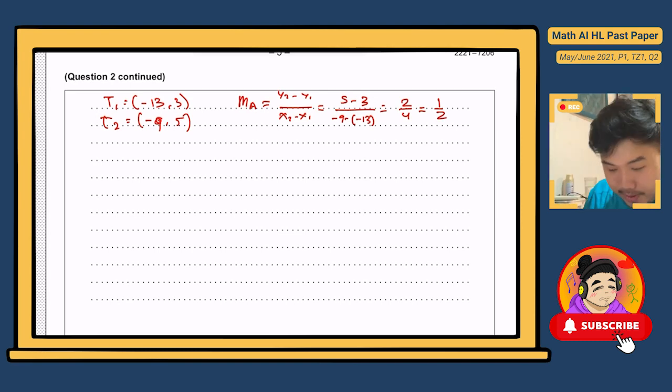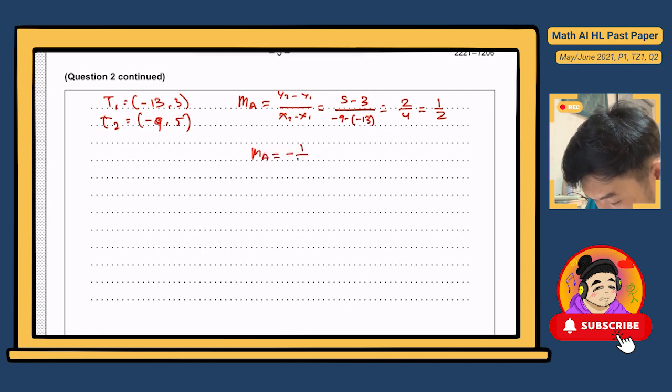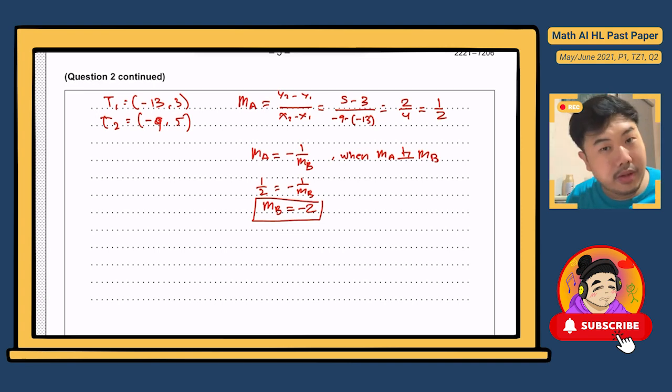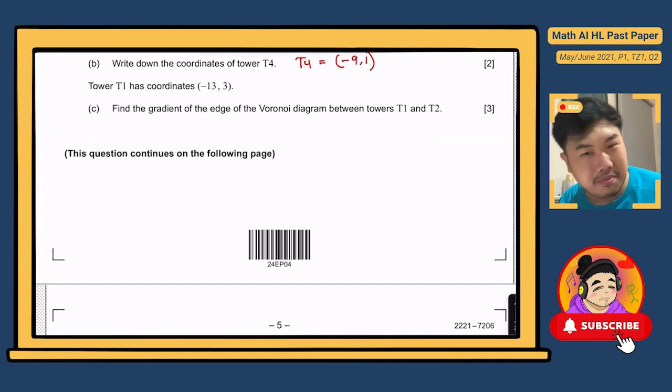Now, how do you get MB? Because MB is what we're trying to find, right? There's a rule when it comes to perpendicular gradients, which is MA equals -1 over MB when MA is perpendicular to MB. So in this case, all we have to do is substitute it in. 1 over 2 equals -1 over MB. Push things around and you'll get MB equals -2. And there you go. A 6-mark question in about 6 minutes.